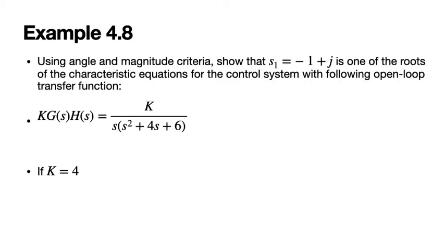Okay, this is on the angle and magnitude criteria. Let's say we have a third order system here, which is k over s times s squared plus 4s plus 6. Using the angle and magnitude criteria, show that s1 equals minus 1 plus j is one of the roots of the characteristic equation for the control system if k equals 4. Let us look at what happens if k equals 4.